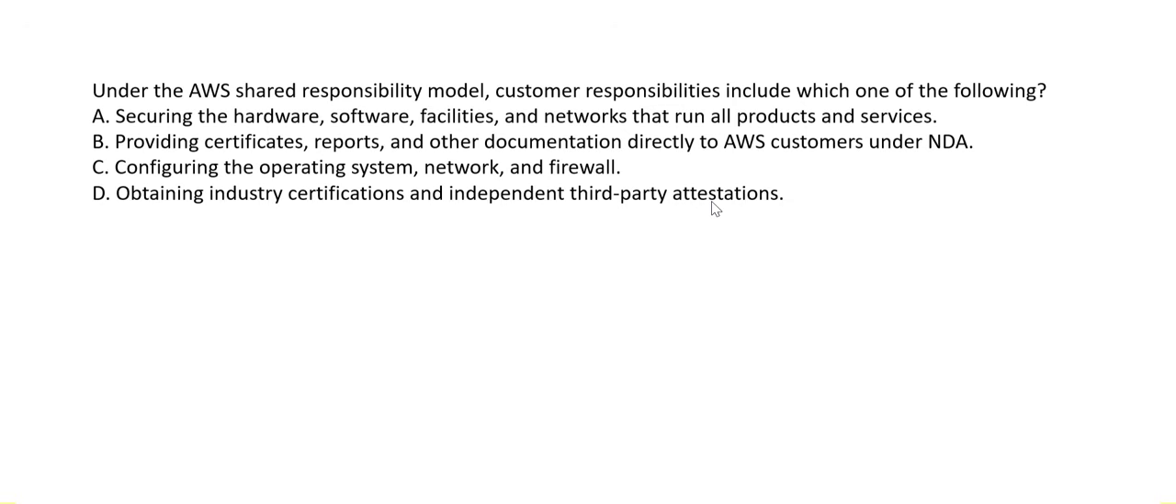D says obtaining industry certifications and independent third-party attestations. This is something which AWS will do. For example, when AWS approached HIPAA compliance, it was AWS's responsibility, not your responsibility, to get HIPAA compliance for your portion of the cloud usage. This is something which AWS does. So hence D is also wrong. C is the correct option.